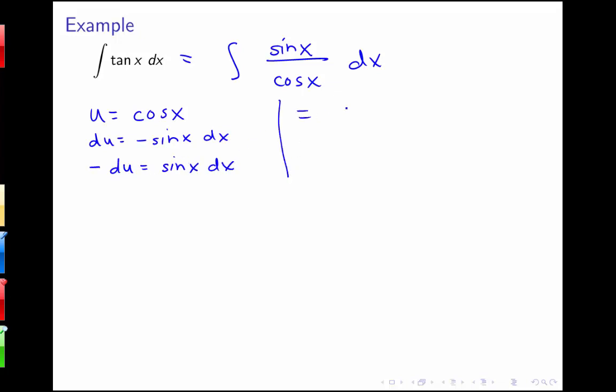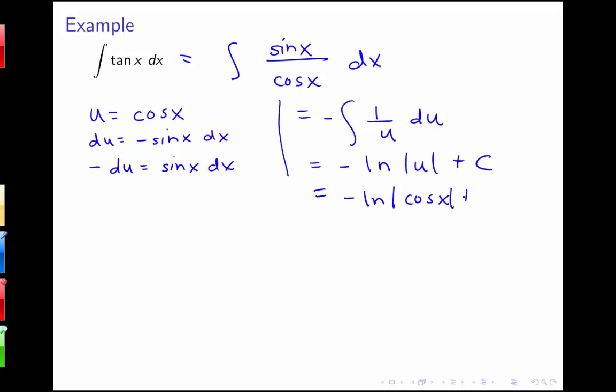So I can go over here and say this is the integral of 1 over u, and then sine x dx gets replaced with this negative du. So now I'm looking at integrating 1 over u du, and I know that my integration rule for that is the natural log of the absolute value of u. Once I've done this, I have negative the natural log of the absolute value of u plus c, and then I replace u with cosine x. So I get this rule that the integral of tangent x is negative the natural log of the absolute value of cosine x plus c.